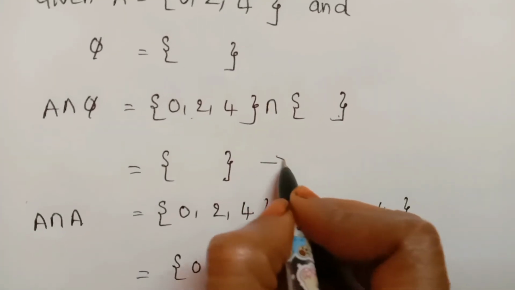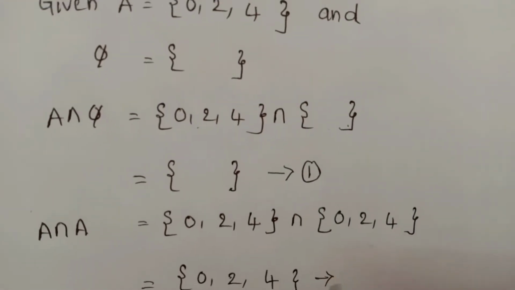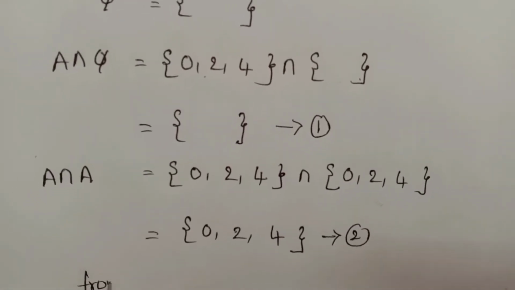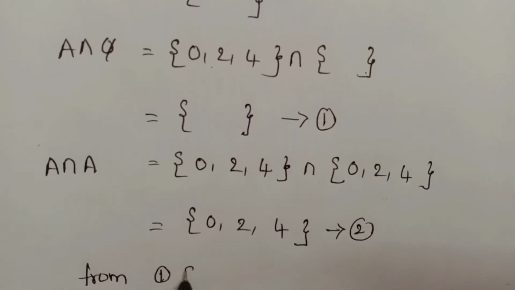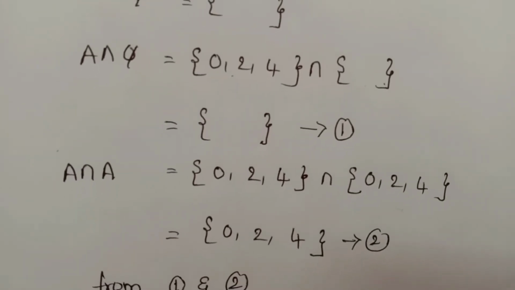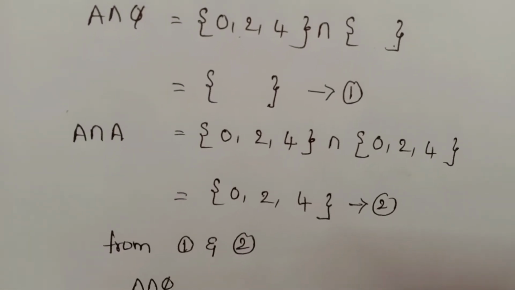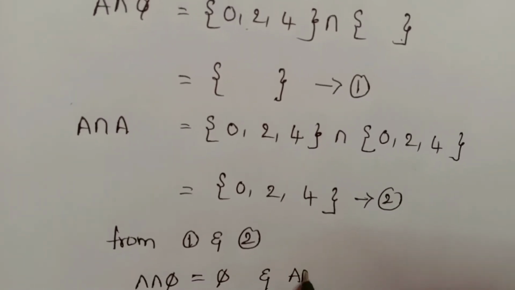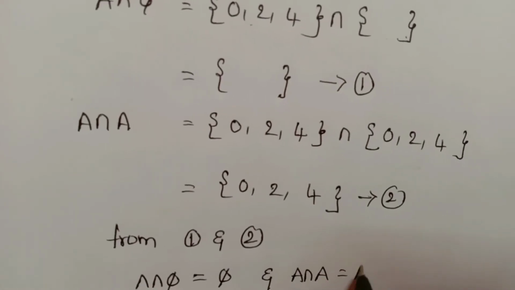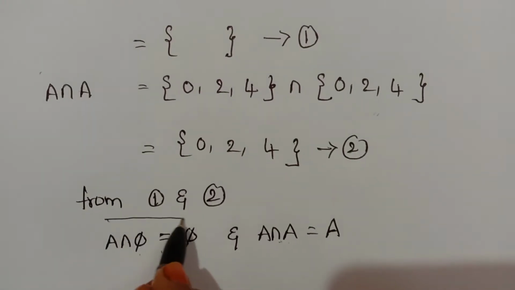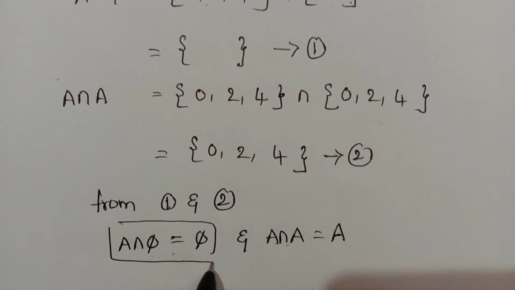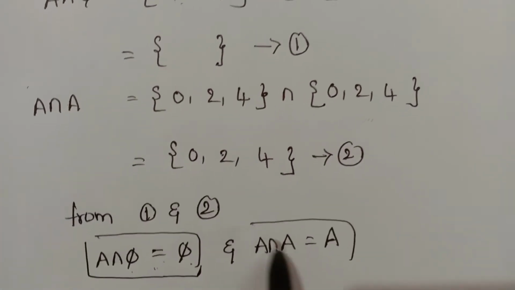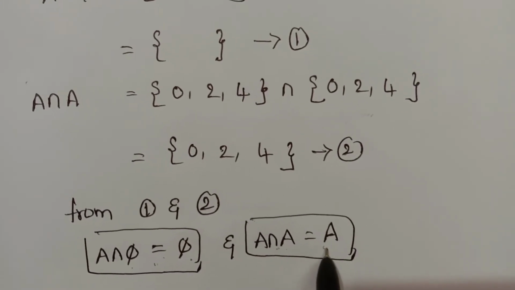This is the first equation, this is the second equation. From 1 and 2, A intersection phi is equal to phi, and A intersection A is equal to A. Note is important: A intersection phi is equal to phi, and A intersection A is equal to A.